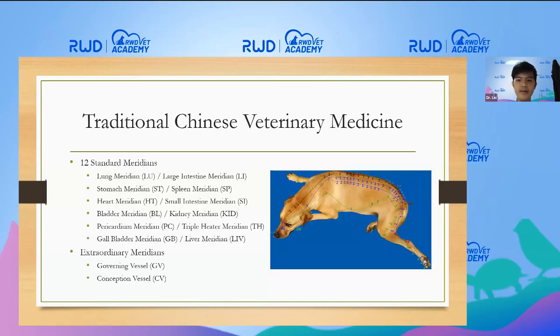There are 14 main meridians on animals' bodies, including lung meridian, we call LU, large intestine meridian, LI, stomach meridian, ST, spleen meridian, SP, heart meridian, HT, small intestine meridian, SI, bladder meridian, BL, kidney meridian, KID, pericardium meridian, PC, triple heater meridian, TH, gallbladder meridian, GB, liver meridian, LIV, governing vessel, GV, conception vessel, CV.